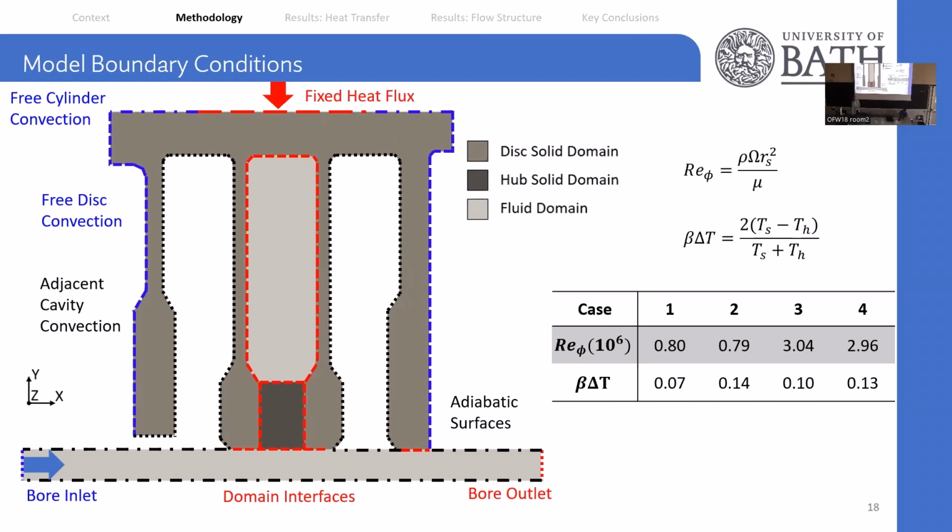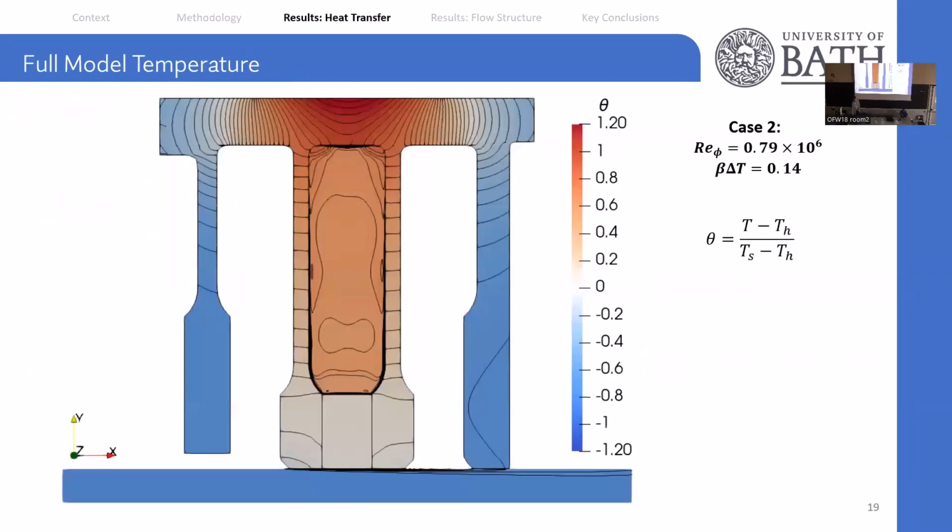We'll start now by looking at the full temperatures for the model in terms of non-dimensional temperature. As shown here, this is for case 2, which is a high temperature gradient, low rotation case. And the non-dimensional temperature has been characterized by the shroud temperature, which is a time and circumferentially averaged temperature for both the shroud and the hub.